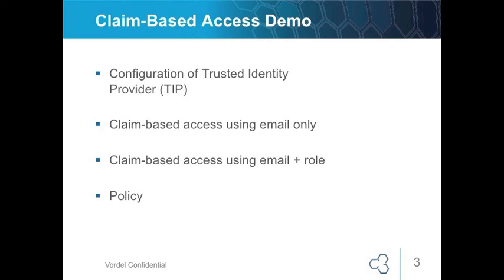To review what we just saw in the demo, Josh first showed you how to set up the gateway as a trusted identity provider for claim-based authentication into SharePoint. Then we showed a use case using an email-only claim, then an email plus role claim. At the end, we showed you the policy in the gateway that made all the magic happen.